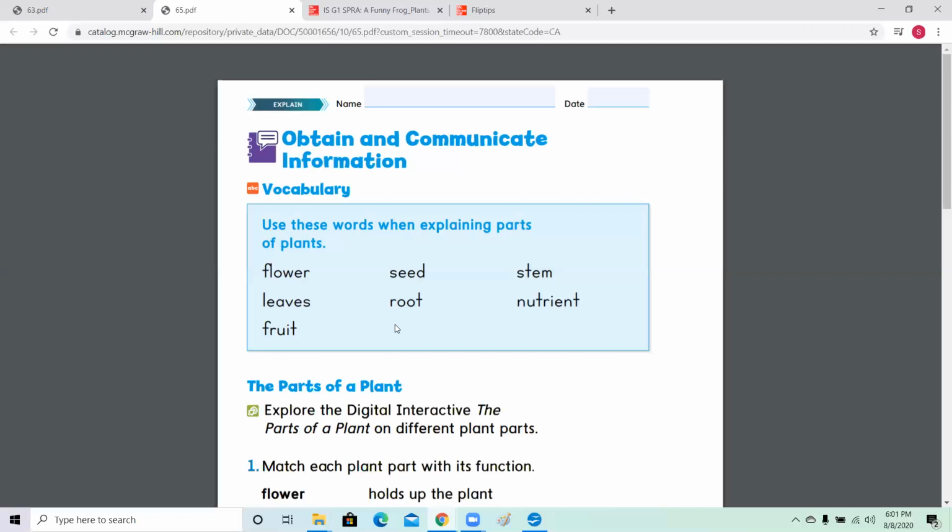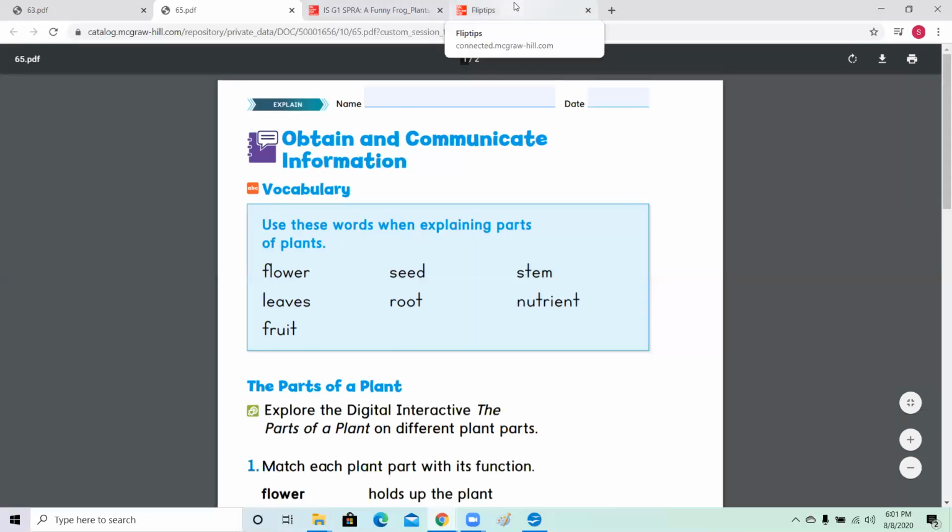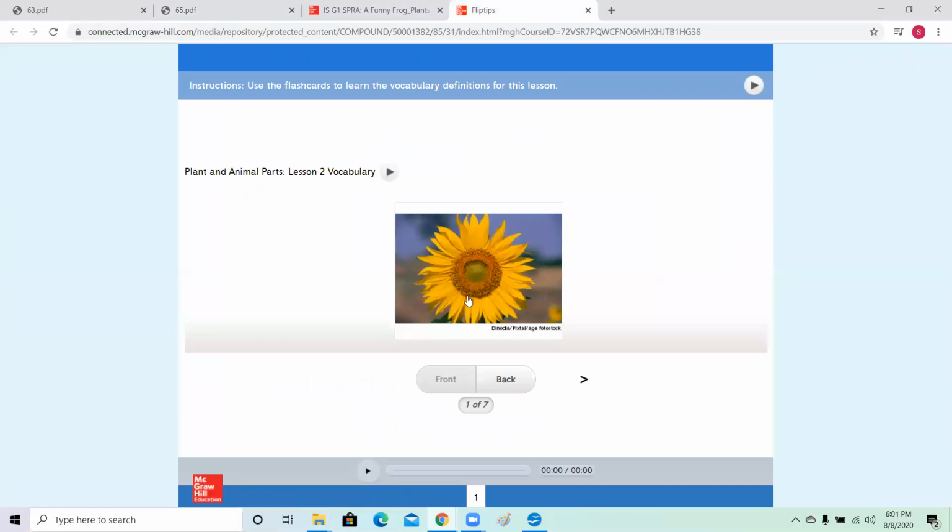All right, today we'll be learning new words. These were a few of the words that we saw in the beginning of our lesson. So we have flower, seed, stem, leaves, root, nutrient, and fruit. So all these are parts of plants except nutrients. So we're gonna see parts of plants. Let's learn a bit.